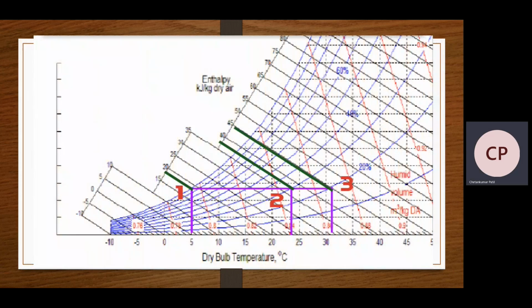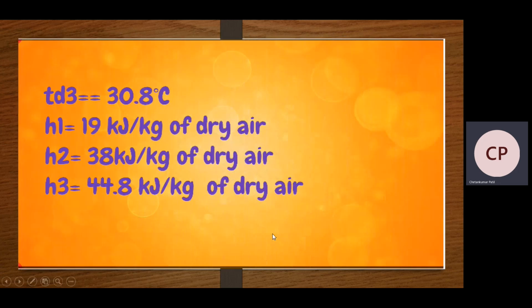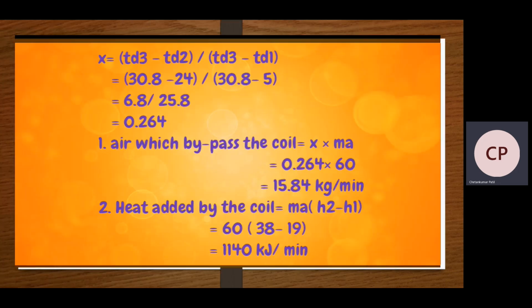That formula is equal to TD3, the dry bulb temperature at point 3, minus TD2, the dry bulb temperature at point 2, divided by TD3 minus TD1. So this is the formula. We know the different temperatures at points 3, 2 and 1, so simply we have to put the values: 30.8 minus 24 divided by 30.8 minus 5. When we calculate this, we will get x is equal to 0.264.